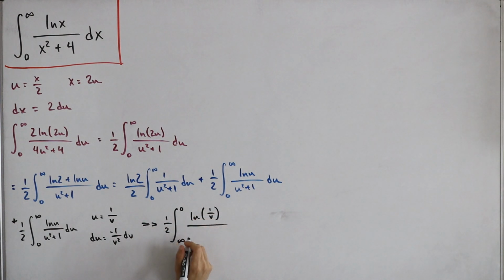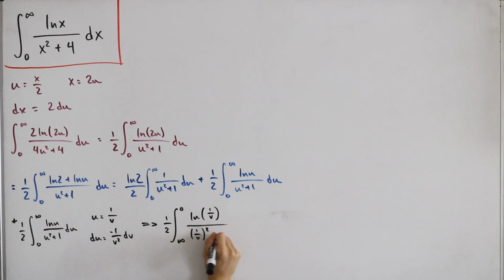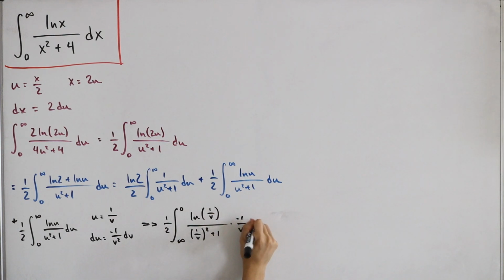So under our denominator, we plug this in. So what is it, u? It's going to be 1 divided by v. I'll put that quantity squared plus 1. And then we multiply with our du differential, so minus 1 divided by v squared and dv.